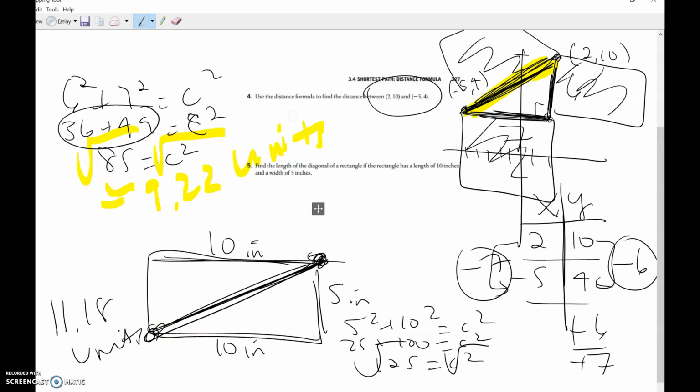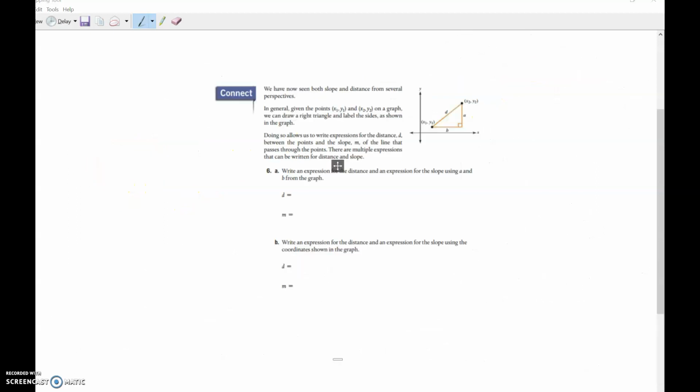That's Pythagorean theorem. All right, let's go to the bottom of page 327, and we'll try to connect some dots here. Okay, so here it says, write the expression, the distance for the slope using a and b. All right, so if you think of the definition of slope as rise over run, this is rising a and running b. So the rise is a and the run is b. So that would be your slope.